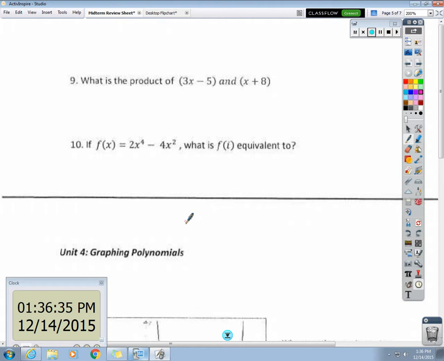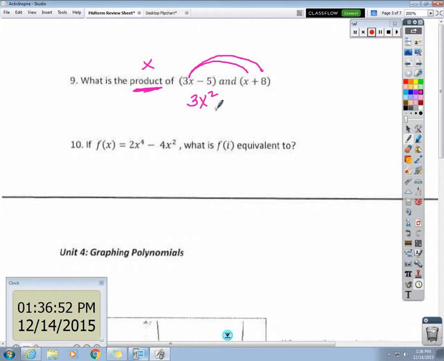All right, number 9. What is the product of 3x minus 5 and x plus 8? What does product mean? Multiply. So when you have a binomial and another binomial and they want you to multiply them, what are you doing? FOIL. 3x times x is 3x squared.